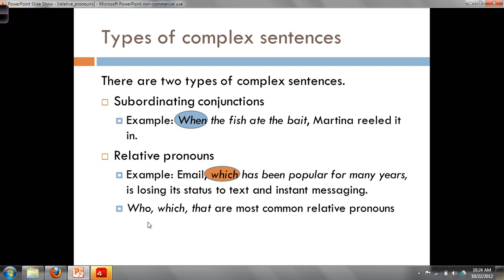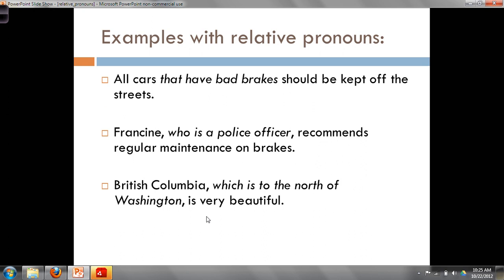Our most common relative pronouns are who, which, and that, and we're going to be focusing on those. So here are some more examples with relative pronouns. All cars that have bad brakes should be kept off the street. In this case, that is our relative pronoun. That have bad brakes is our dependent clause, and that is referring to cars. We're talking about cars that have bad brakes.